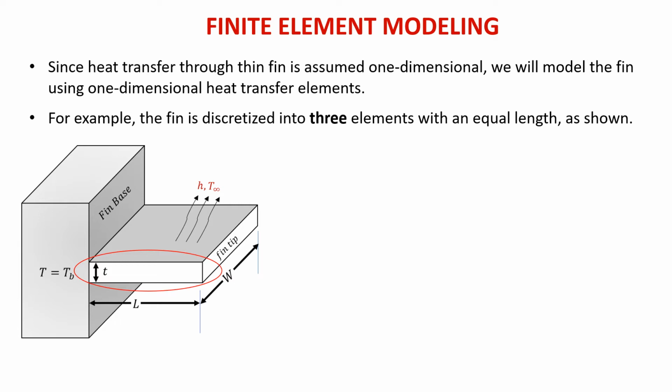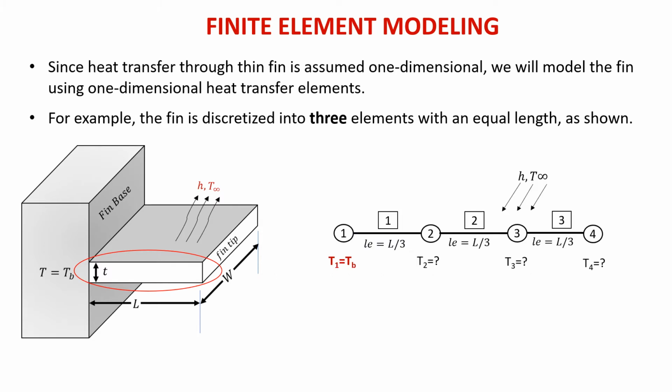In this case, we are going to divide the length of this fin into 3 segments or 3 elements. Therefore, we have to create 4 nodes as shown in this slide. And of course, T1 usually is equal to the temperature of the fin base. If we create 3 elements, we are going to have 3 unknowns. If we create 2 elements, we are going to have 2 unknowns. Therefore, the number of unknowns depends on the number of elements.